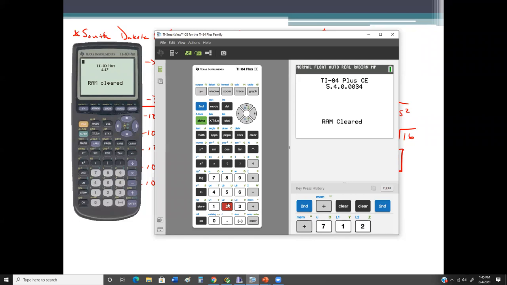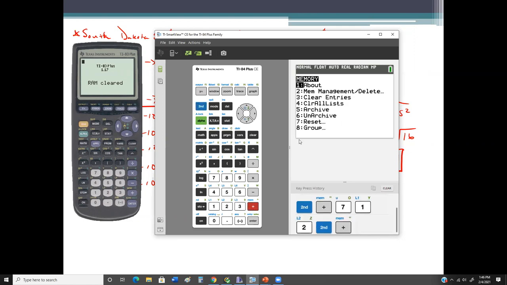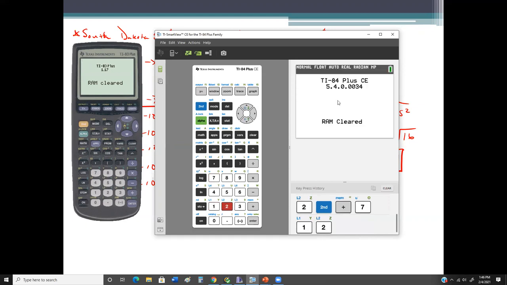Again? Yeah, no problem. So I went second function, this blue button on your calculator or a yellow on the TI-83, and I go down to memory. So I hit the plus sign. And then on your calculator, just press the options in a row, 7, 1, 2. And you should see this. Okay. Good or not good, Robert? Okay.